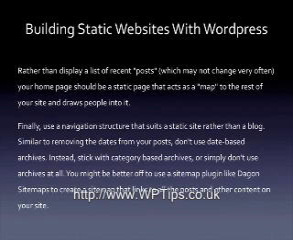Finally, use a navigation structure that suits a static site rather than a blog. Similar to removing the dates from your posts, don't use date-based archives. Instead, stick with category-based archives or simply don't use archives at all. You might be better off to use a sitemap plugin like Dagon Sitemaps to create a sitemap that links to all the posts and other content on your site.